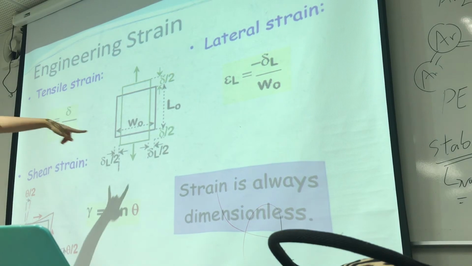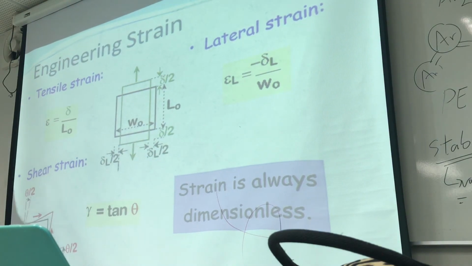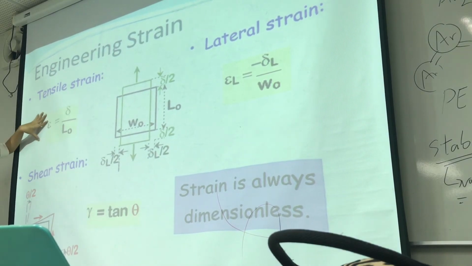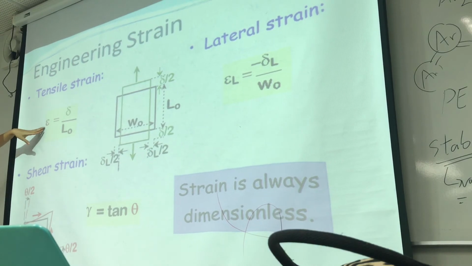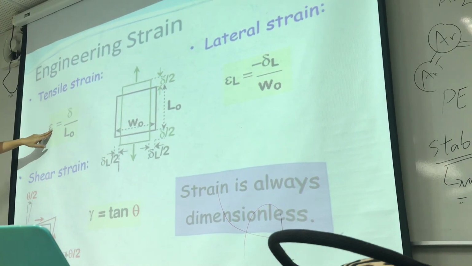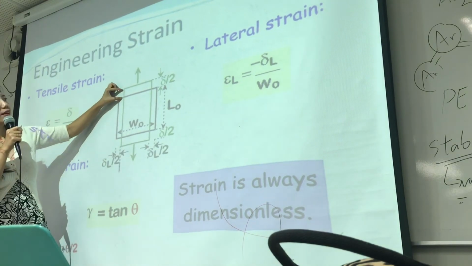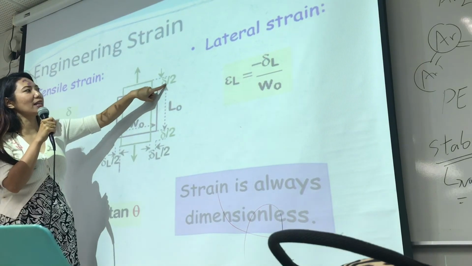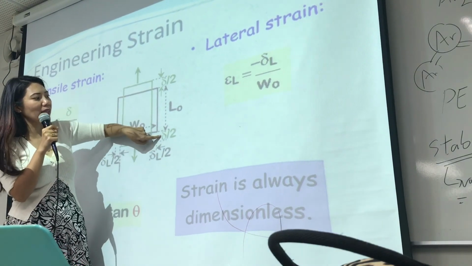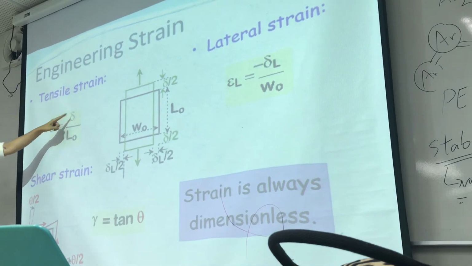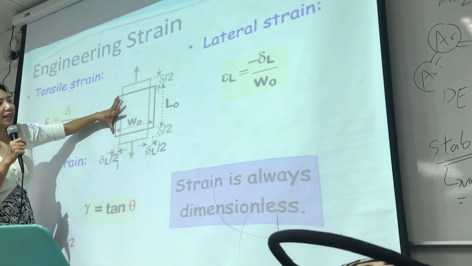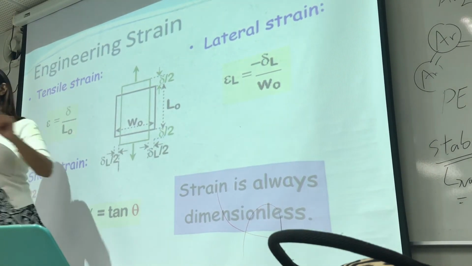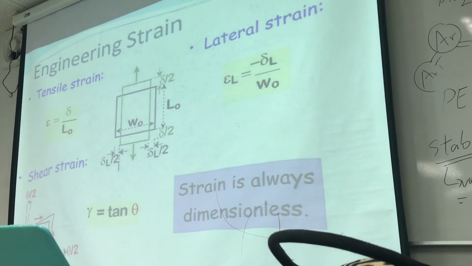Another one is how much thinner it gets. So for how much longer it gets, we call it common strain. It's represented by epsilon, which is equal to what? This extra length, in this case, is represented by delta over 2. Delta over 2 plus delta over 2 is delta, over the original length.